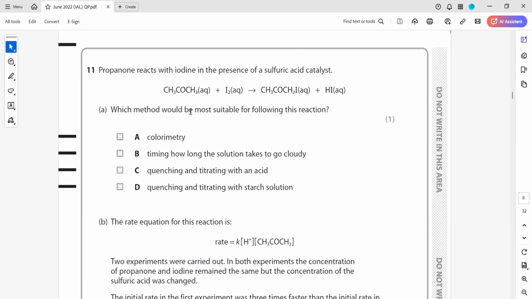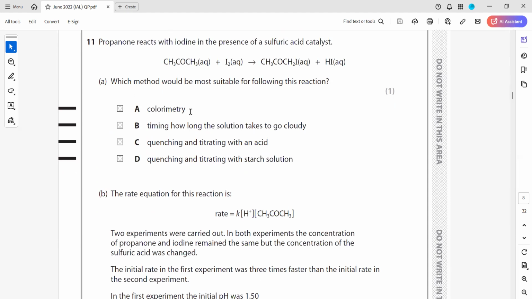Question 11, again a common question, in which propanol and iodine react in acidic condition, and it can also react in alkaline condition, which will result in the formation of a yellow precipitate, the triiodomethane reaction. Which method would be most suitable for this reaction? Look, iodine is there and it becomes hydrogen iodide. So which method is the most suitable?